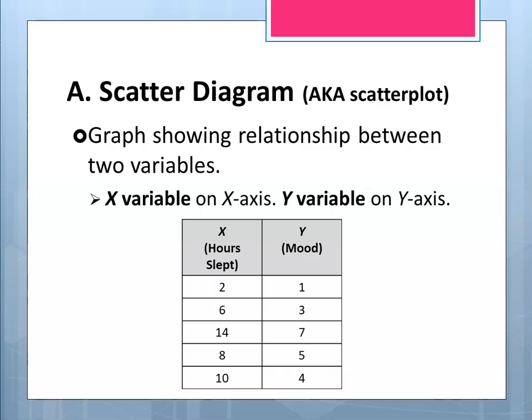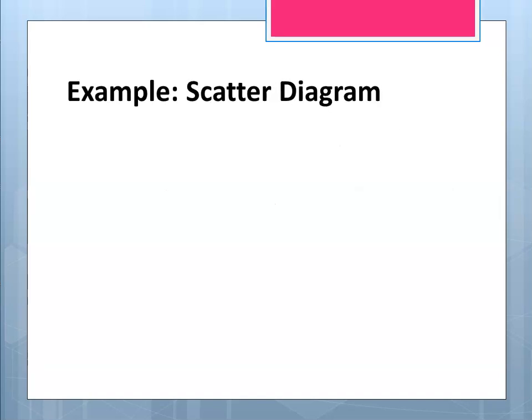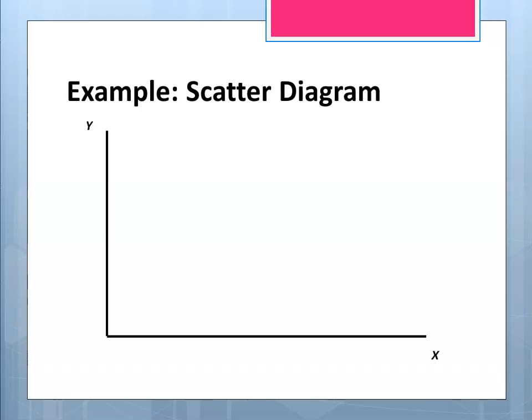Now that you have the data set written down, do you see any potential relationships between hours slept and the student's mood? It may be difficult to see the relationship with just these numbers. So let's draw a scatter diagram to make it easier to see. First, let's draw the Y and the X axes, and we need to label them. Second, we need to label the graph with the corresponding variables.